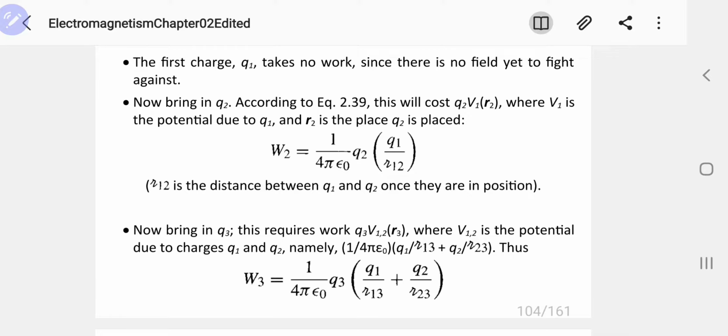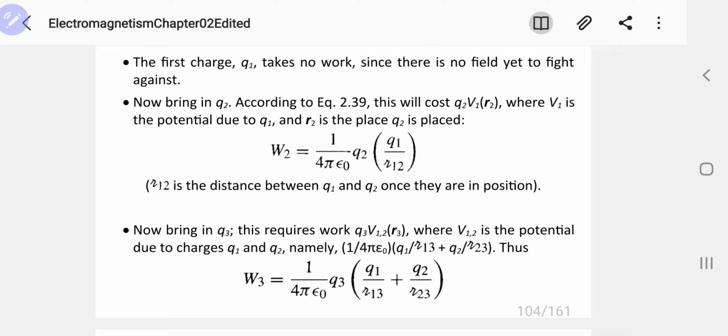Therefore, because work is Q times the integral of the electric field dl, and your electric field is 0, the force there would be 0, and then the work will also be 0, because work is equal to the integral of force times dl.